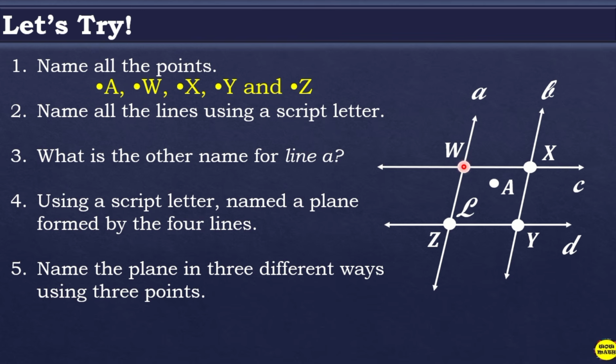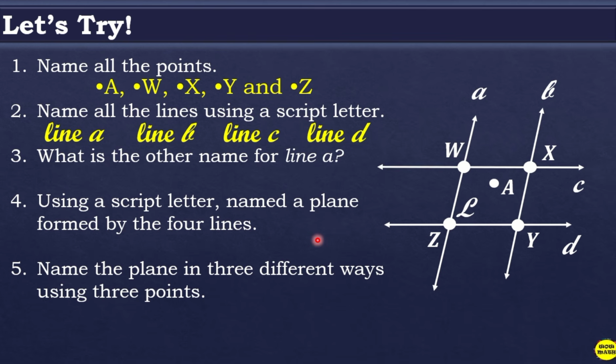So, ano ba yung isa pang pangalan ng WZ? Ito po. Okay, this is the script letter. So, we have name all the lines, line A, line B, line C, line D. So, A, B, C, D. Okay, so, kaya importante po na dapat alam natin to. So, script letter, ito po yun.